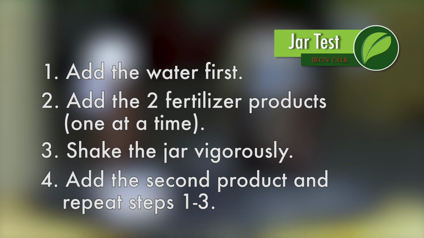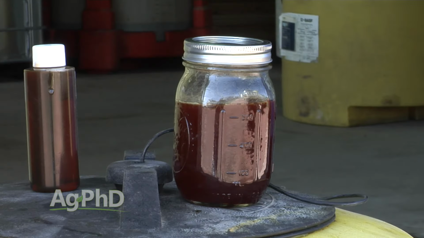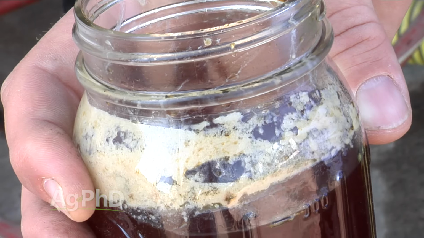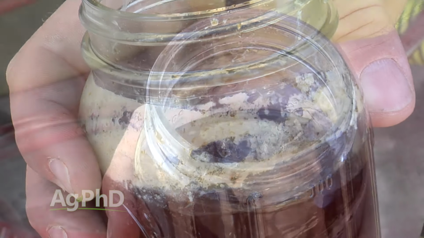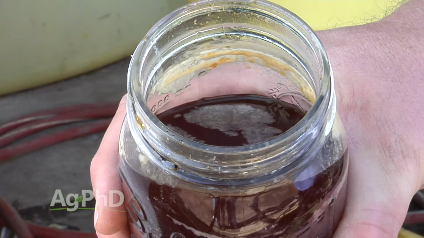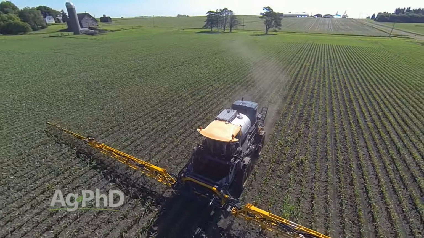Watch for a few things. If the jar gets warm, there may have been a chemical reaction taking place in the jar that could adversely affect the products you're putting together. Also, watch for clumping or settling out of solid particles. If you see no adverse reactions, well, you should be in good shape to mix those products in your big tanks.